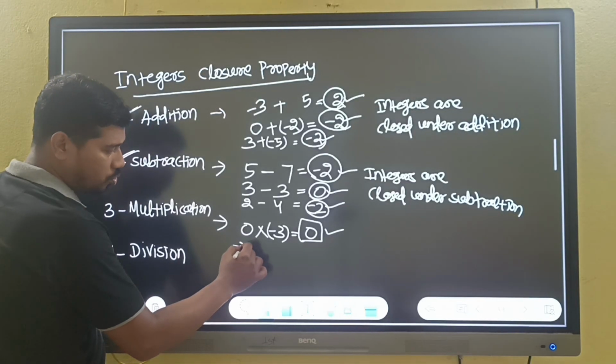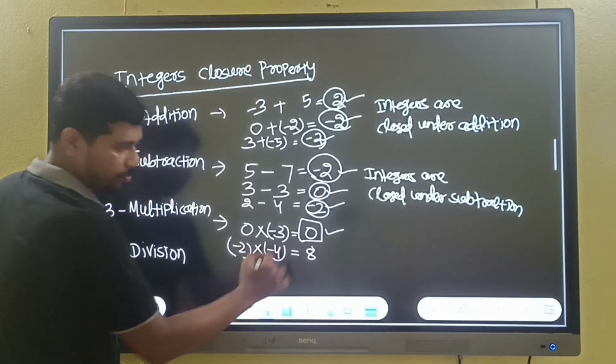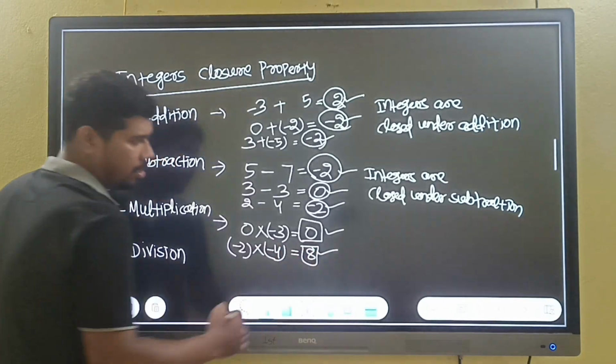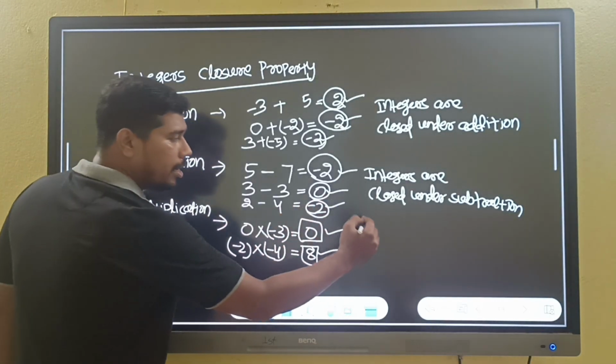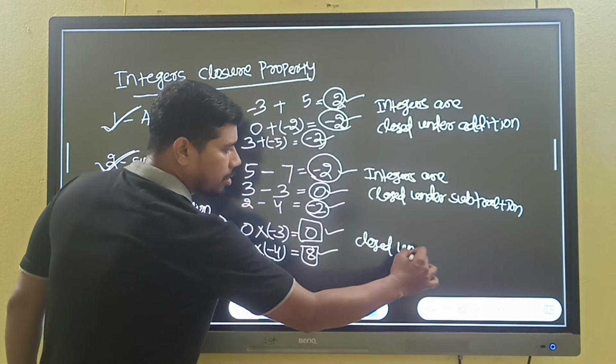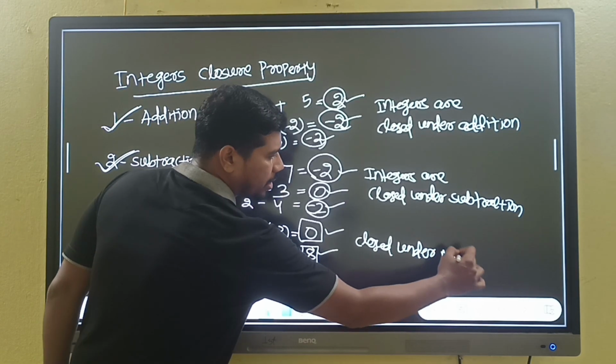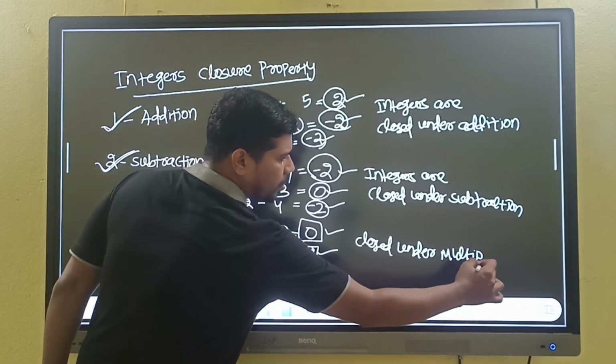Similarly, -2 multiplied with -4, the result is +8. That is also an integer. So here also we can write it is closed under multiplication. So integers are closed under multiplication. So this is also possible.